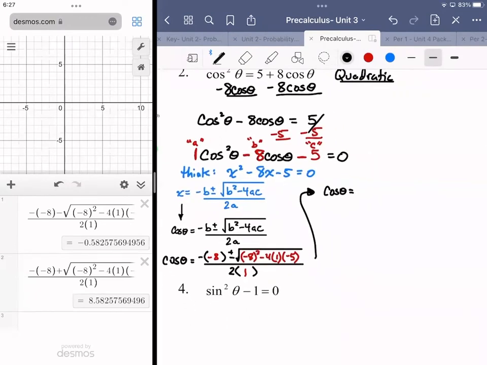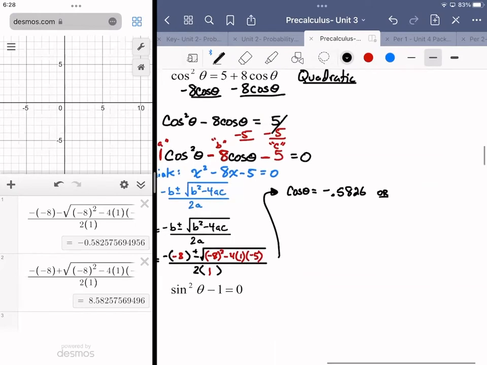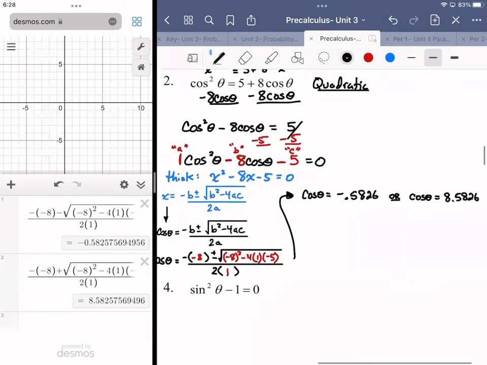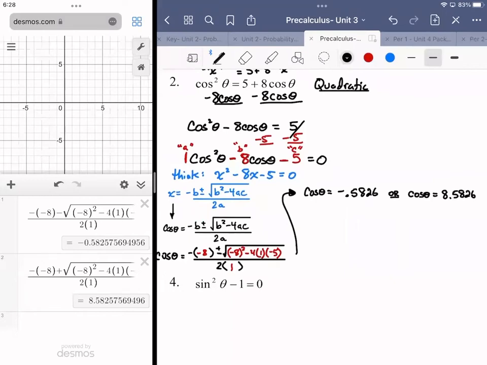One of them is about -0.5826. And then we could say, or cosine theta is equal to 8.5826. All right. So now we have something to work with here. I mean, it ain't pretty, but it's trig. It's not always going to be pretty.